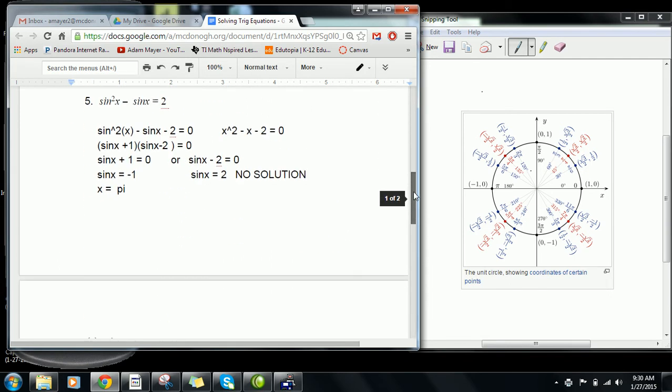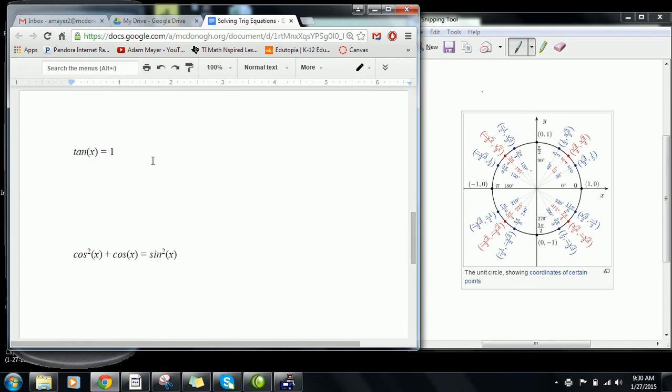Okay, so I would like to go over those two that I asked you to do, and this tangent of x equals 1. For tangent of x equals 1, I think it's easiest if we just think of that as sine x over cosine x equals 1. So I'm going to replace that with the definition of tangent. And now I'm going to multiply both sides by cosine x. So basically, if tangent of x equals 1, that happens whenever sine of x is equal to cosine x.